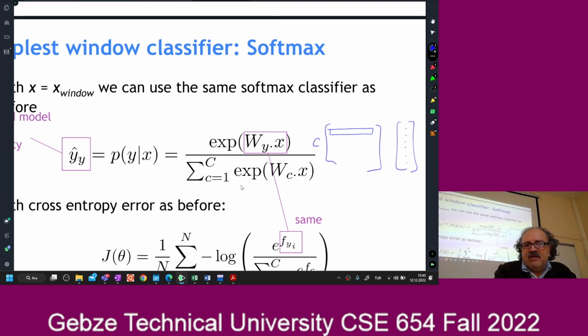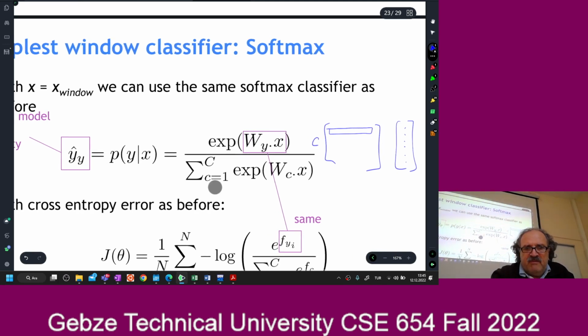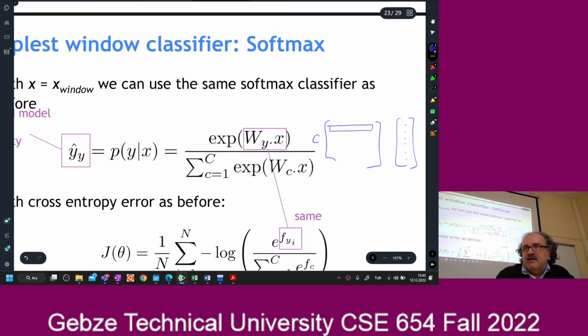Again, because I am doing this division, I cannot produce anything smaller than 0, because e to the power of something is always larger than 0. And it cannot be larger than 1.0, because y has to be between 1 and C, and that cannot be greater than 1.0. It could be at most 1.0. That's a probability assignment.